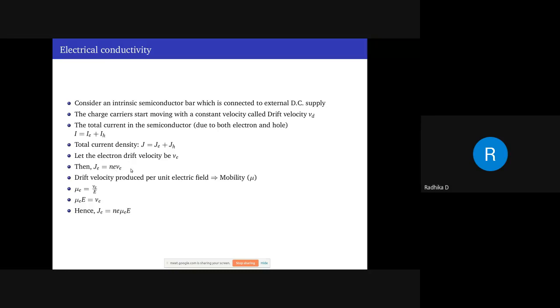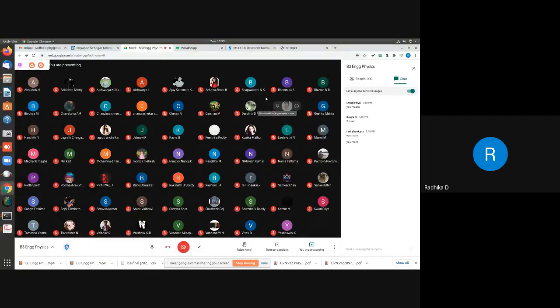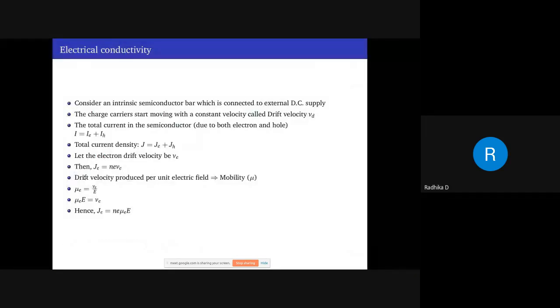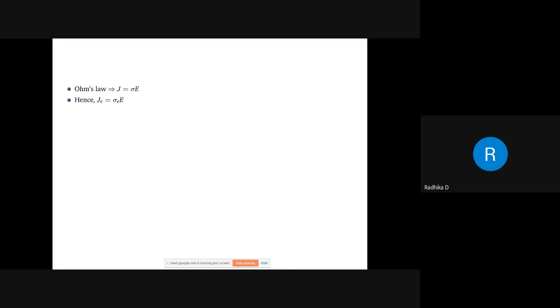Now the drift velocity, I am going to write in terms of mobility mu. Mobility mu is velocity by electric field. So I just replace this entire thing and get N e mu E into E. So this is one expression for electron current density. One more expression, if I apply Ohm's law, that is J is equal to sigma E, I get sigma E is equal to N e into mu E.